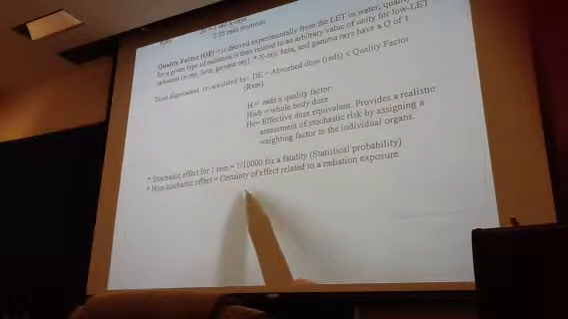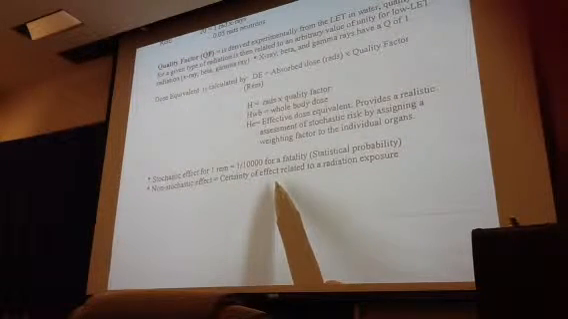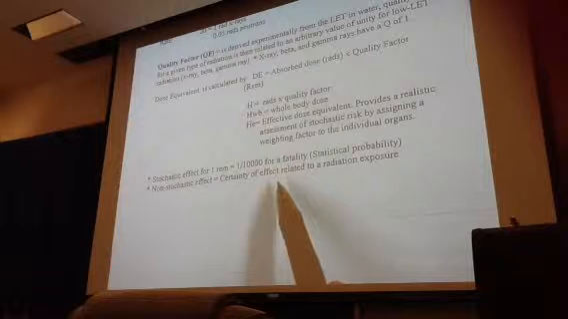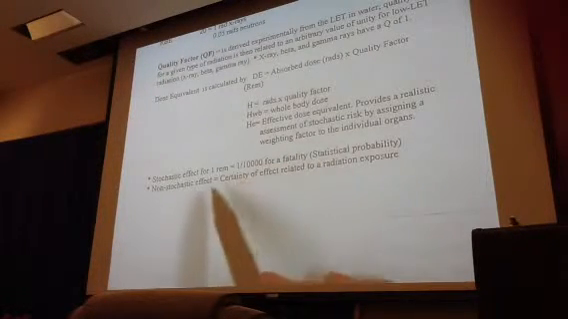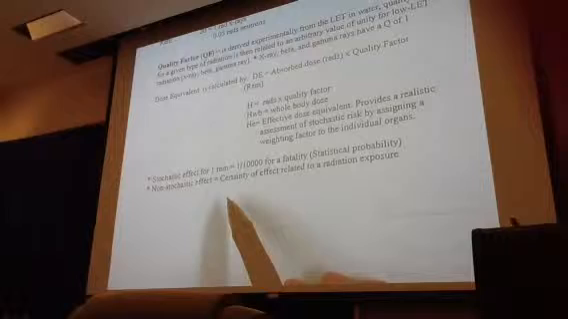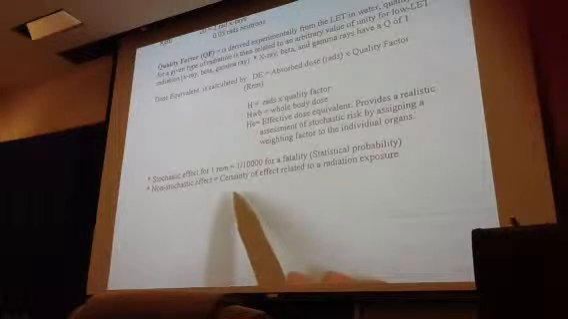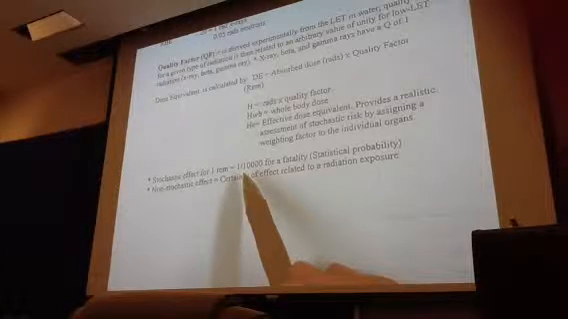With non-stochastic, if I give you 100 rads to your arm, you're going to get burns. Everybody who gets 100 rads to their arms will get burns in the skin. So non-stochastic is what we call a threshold or deterministic effect. Okay? Stochastic is a statistical incidence.